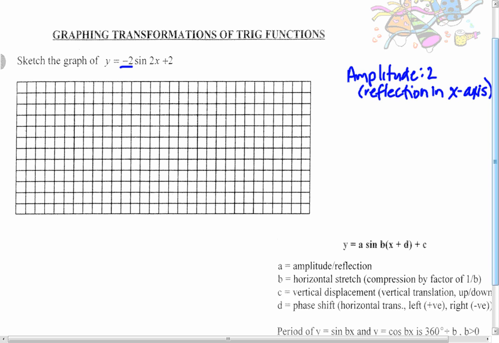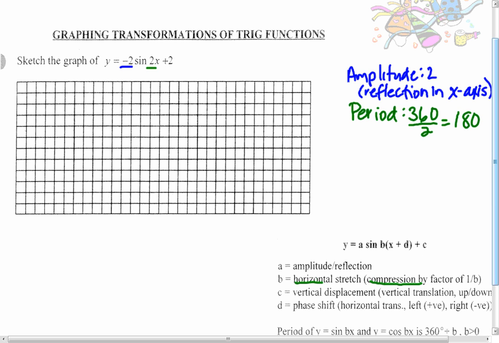Second thing that I see working left to right is this 2. It is 2 multiplied by the x, so it is a horizontal stretch or compression. Because it's a 2, it's a compression, and it's factor 1/2. So our old language would be a horizontal compression, factor 1/2. That's going to change the period. So the period is always 360 divided by that number, which is 2. So it's going to be 180.